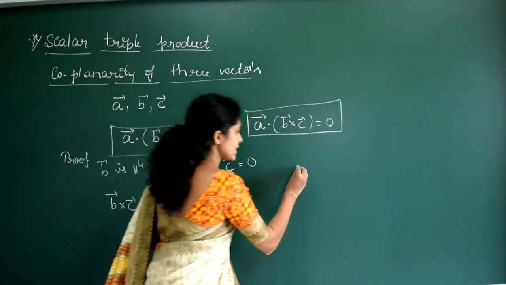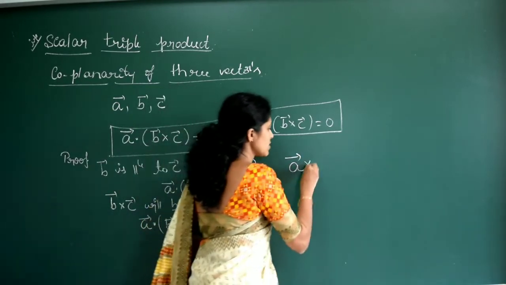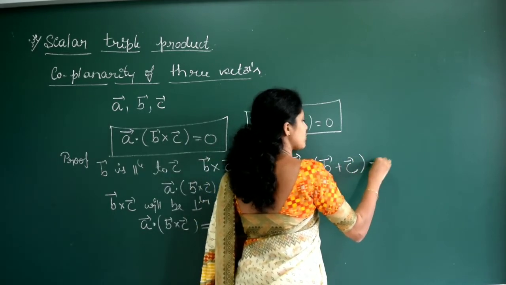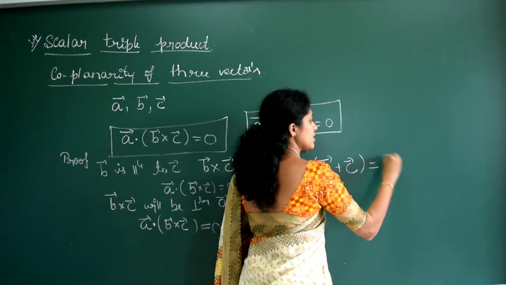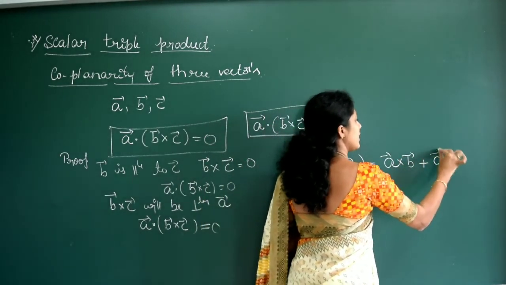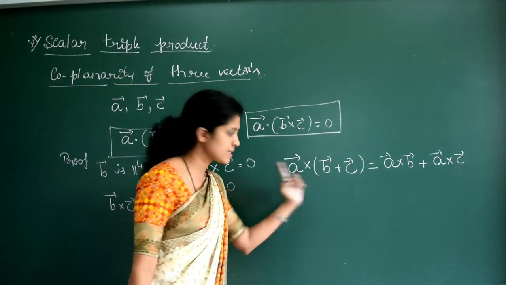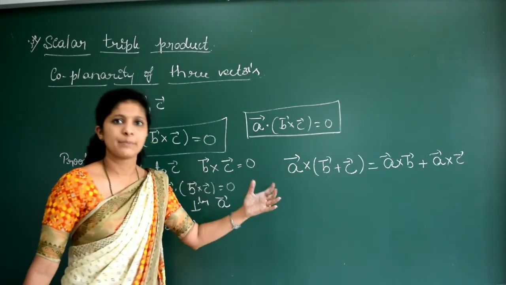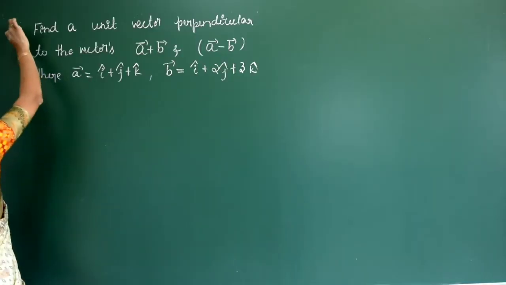One more thing, see here, if I write the distributive law, A vector cross B vector plus C vector, it always holds for a cross product. So we can write this as A vector cross B vector, remember, plus A vector cross C vector. If you multiply by any lambda, I mean any scalar, then also this holds. Remember, important for 3 marks.